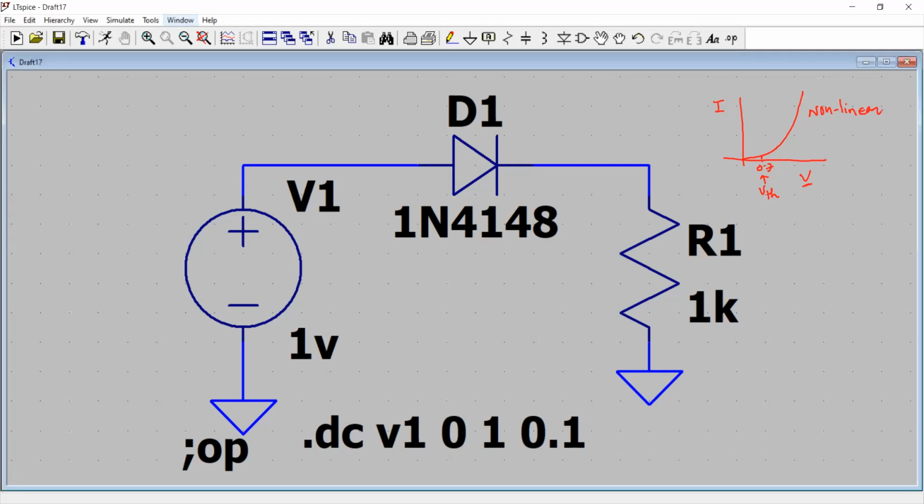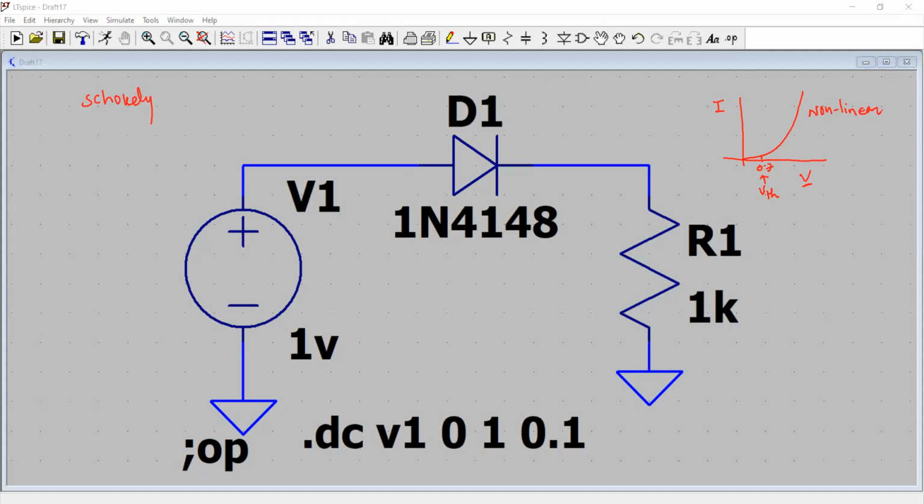That equation is given by a large signal model, and that is called the Shockley diode model. So let me write it here. Shockley. No, let me correct the spelling. Shockley. That is the Shockley diode model.